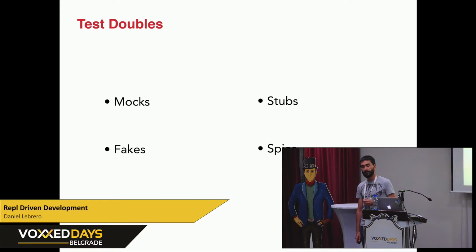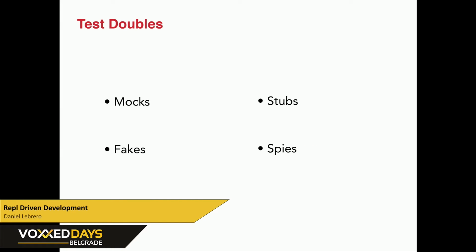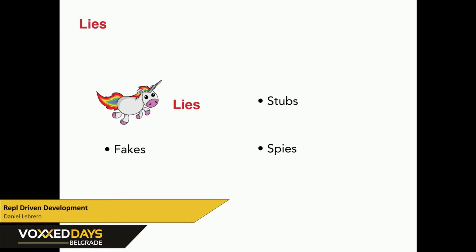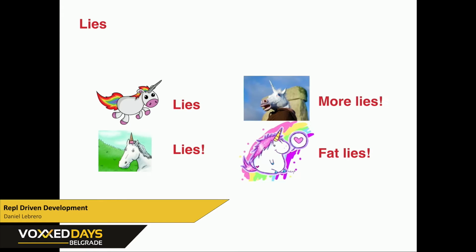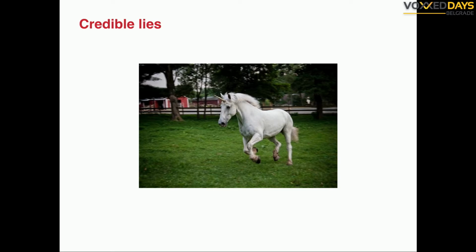The first one, who can tell me what mocks, fakes, stubs, and spies have in common? What are mocks? Mocks are just lies. Fakes, lies, they're all lies, right? They're things that are not real. They're things that we make to be able to have that really fast feedback loop. But I think we cannot avoid them, but what we want is things that look as real as possible. And TDD doesn't give us any tools to be able to build those credible lies.